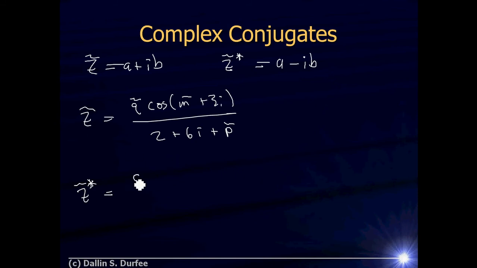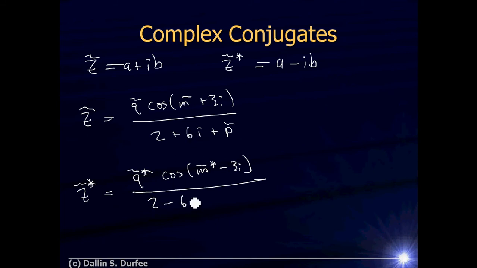So I'm coming along, what's q? I don't know q, but whatever it is, let's take the complex conjugate. Then I've got the cosine of this complex number m. Let's take the complex conjugate of that. Then I have 3. 3 is a real number, so I take the complex conjugate of it, and I just get 3, right? But i is imaginary, so I'm going to have minus 3i here. Then down in the denominator, 2 is real. Then I've got 6i, that becomes minus 6i, plus p. That's a complex number, so let's take the complex conjugate of it.